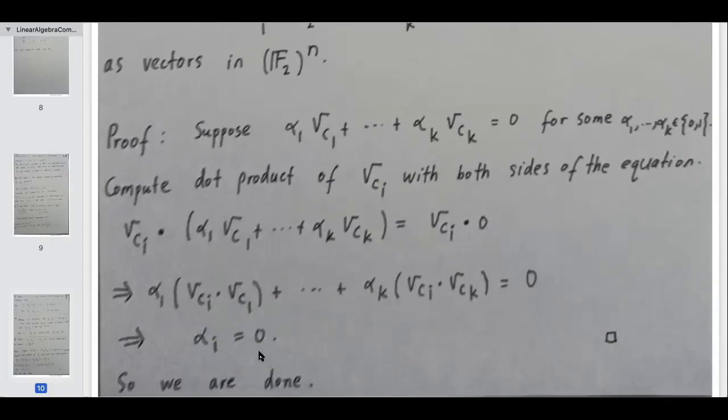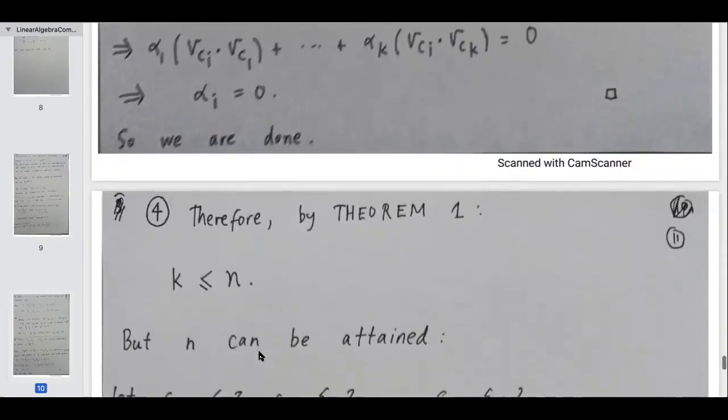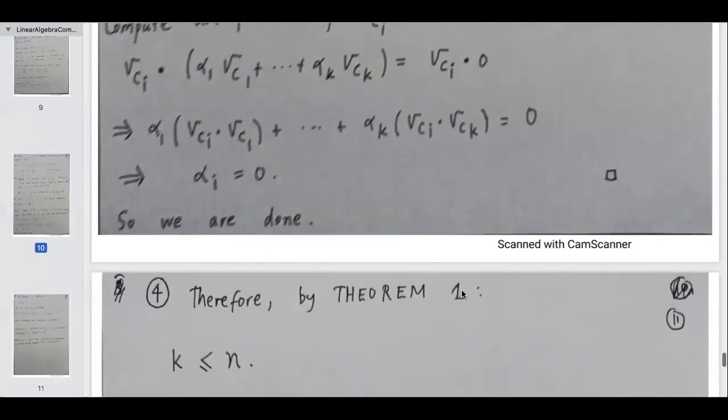We wanted to show that if there was a linear combination with coefficients in {0, 1} which gives 0, then each coefficient is 0. So we have proved that by taking the dot product on both sides and using the two properties. Basically, the two properties are the rules of odd town. So we are done. Therefore, by theorem 1, the number of committees is less than or equal to n.